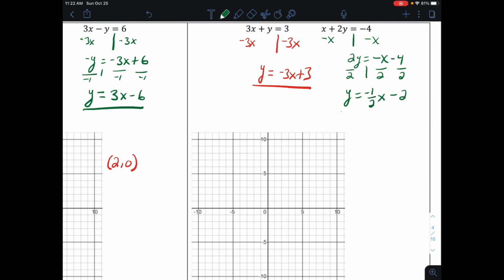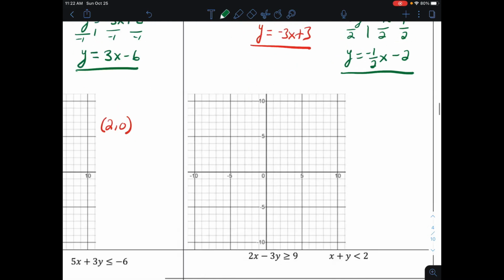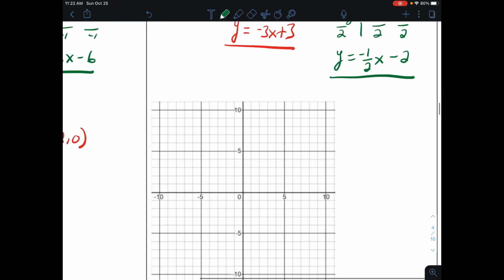So there are our two equations that we want to graph to find the solution to the system. So we'll start with the green one. We have a y-intercept of negative 2.